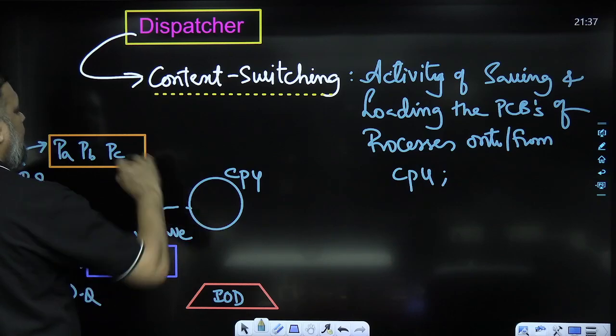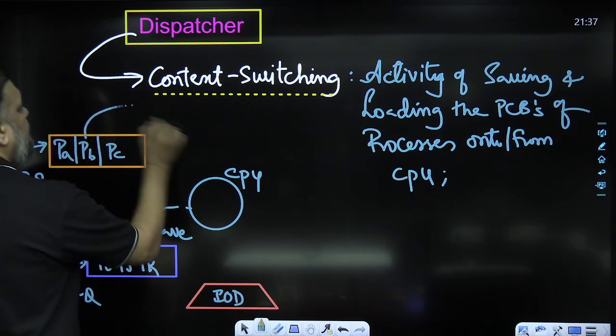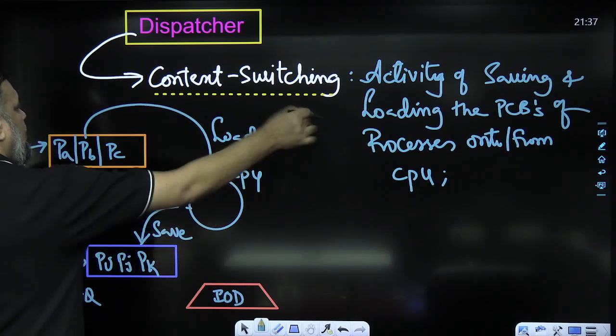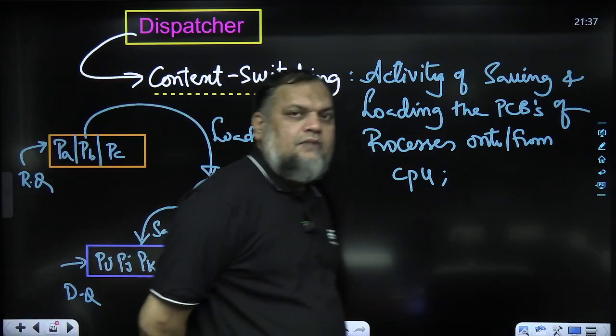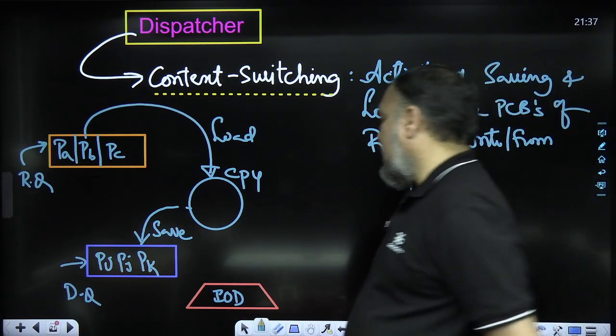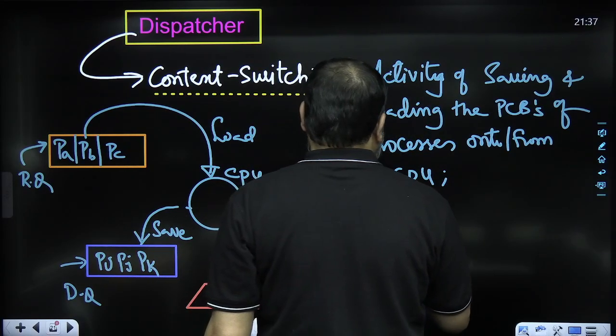The short-term scheduler decides who should run next. Suppose I decide PB should run next. So from this linked list I have to delete the PCB here and load it here. This is called loading the PCB. Loading the PCB and saving the PCB. This activity of loading and saving the PCBs is carried out by the dispatcher, and the time needed to carry out this load and save operation is called context switch time.